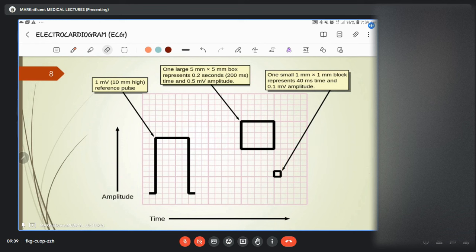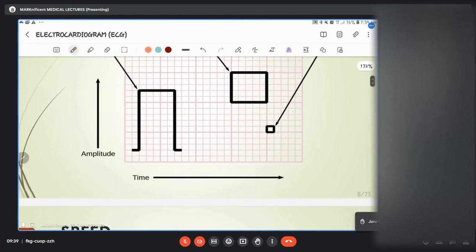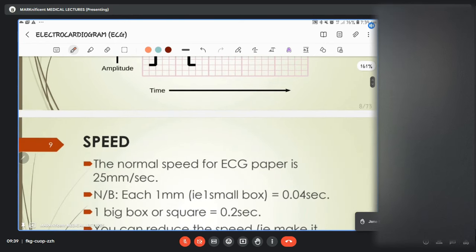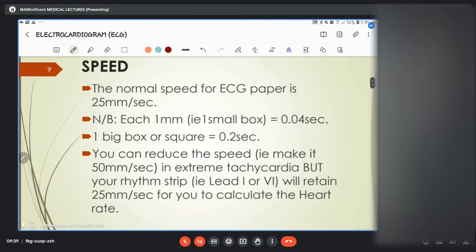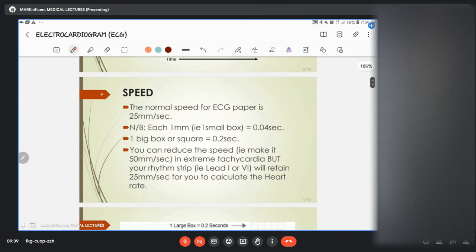However, this is not really important for bringing out diagnosis. This is just for you to understand what the ECG paper is all about. Then the second thing, that was standardization. The second one is speed. The speed, like I told you, is on the x-axis, that's the horizontal axis this way. And the normal speed of the ECG paper is 25 millimeter per second.